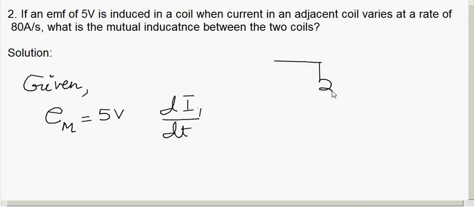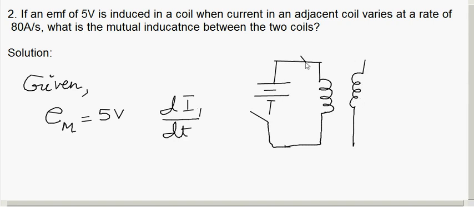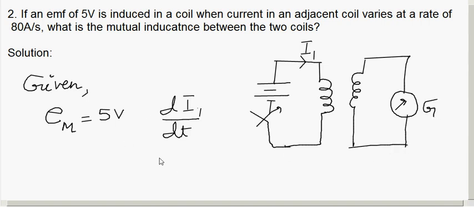So I will just draw the figure here, through a switch. So this current may be I1 when the switch is closed. A galvanometer to detect the presence of current. The rate of change of current is 80 ampere per second. You need to calculate what is the mutual inductance between the coils.